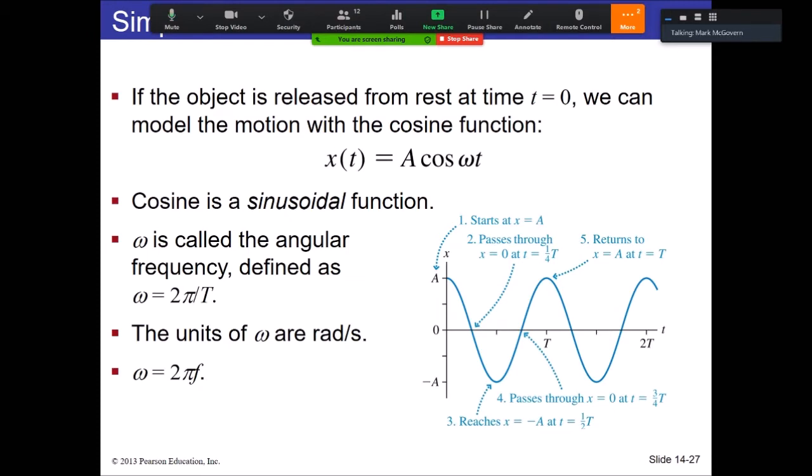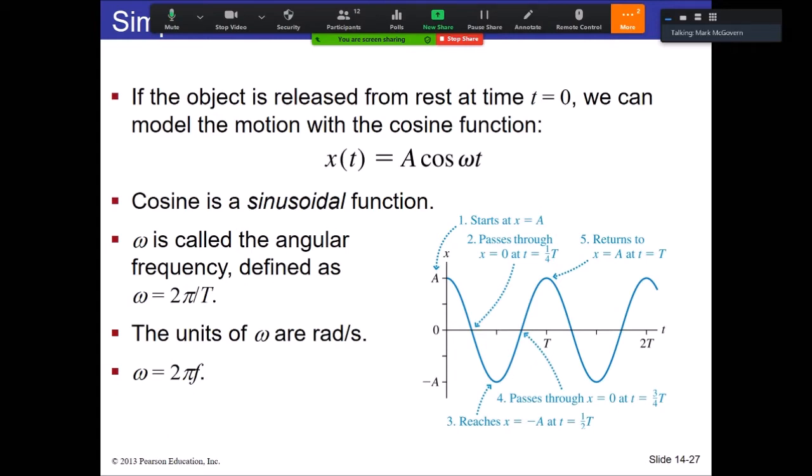So this is a common way that systems start. For example, if you take that block that's on the spring and you pull it out to a particular maximum displacement and you let it go, that motion can be modeled with the cosine because it will start at the amplitude, and then it oscillates back and forth about the equilibrium position.